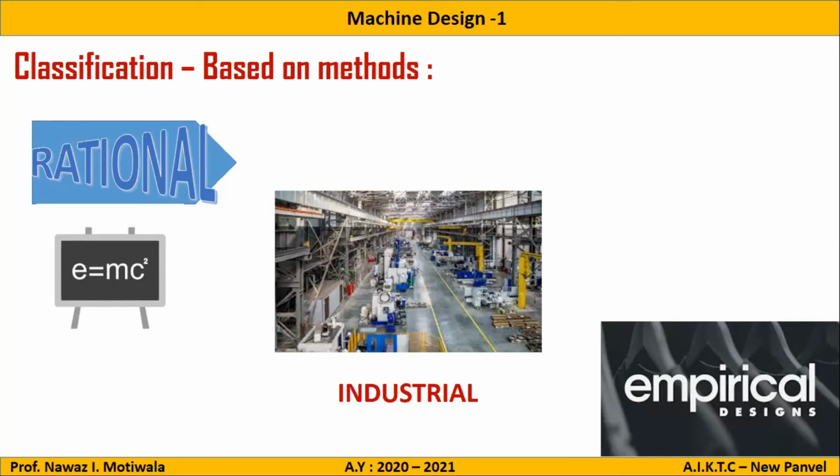So first type was rational, where we use mathematical relations. Second is industrial design, it is fixed in the industries. And third one is empirical relations based on the previous experiences. Any doubts? No, sir. No, sir.